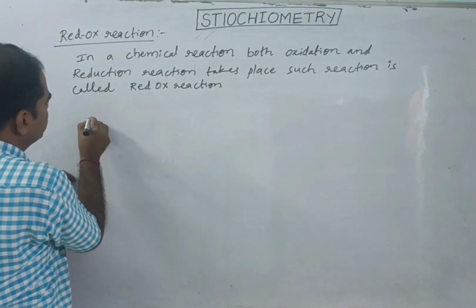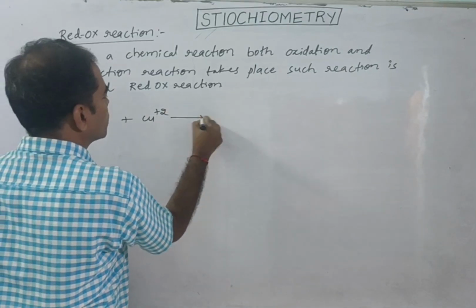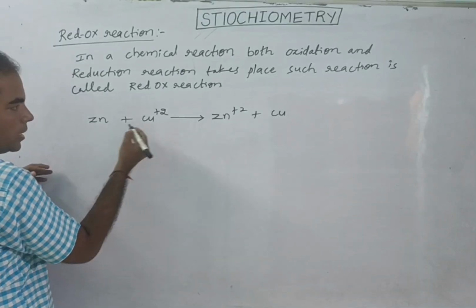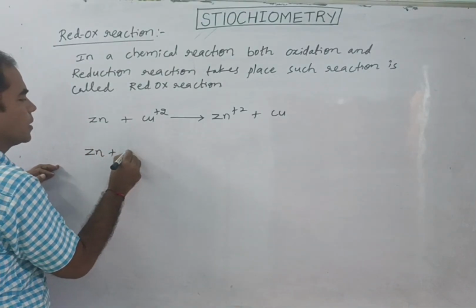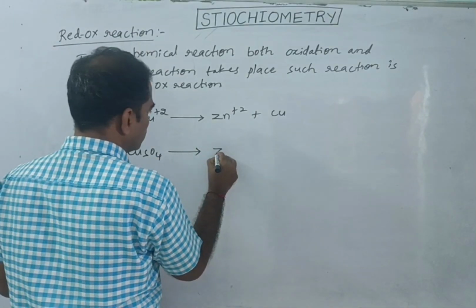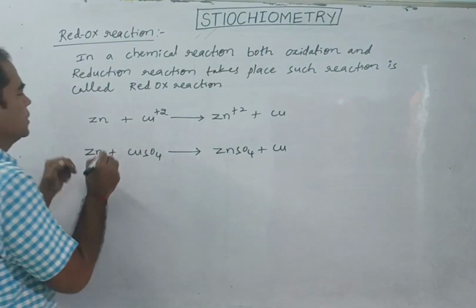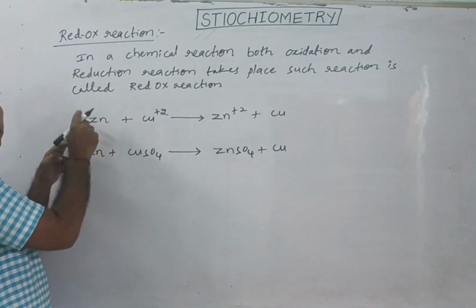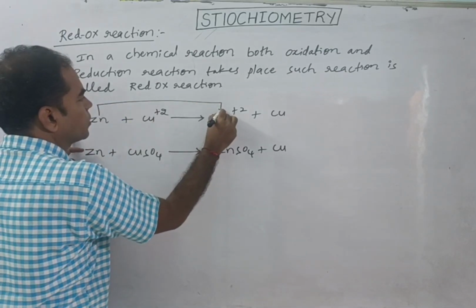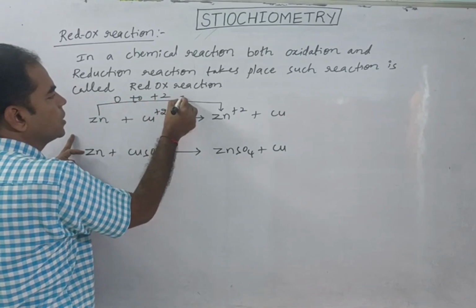Let us see. Zn plus Cu2+ ion gives rise to Zn2+ plus Cu. Otherwise, this reaction can be represented as Zn with copper sulfate solution gives rise to ZnSO4 plus Cu. Right? See here Zn. What is the oxidation number of Zn? It is in the elementary form, that means the oxidation number is 0. Zn to Zn2+. Observe here, 0 to plus 2. That means oxidation.